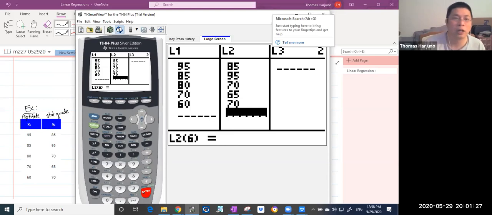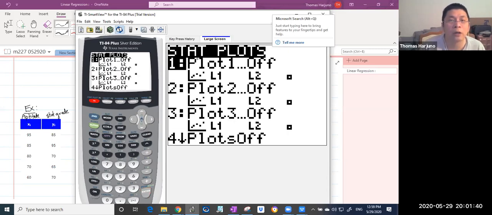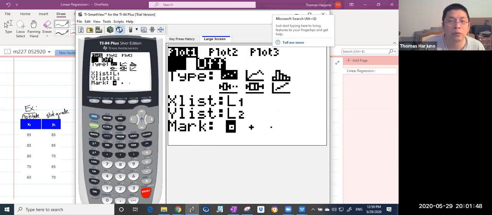Okay. Again, let me look at the scatter plot. Oh, I didn't show you yet, huh? The scatter plot. You go to second plot on your calculator, and I will do plot 1, the first list and the second list. I will do the scatter plot. Turn it on, and then let me just use this plot. Okay, go. Graph.